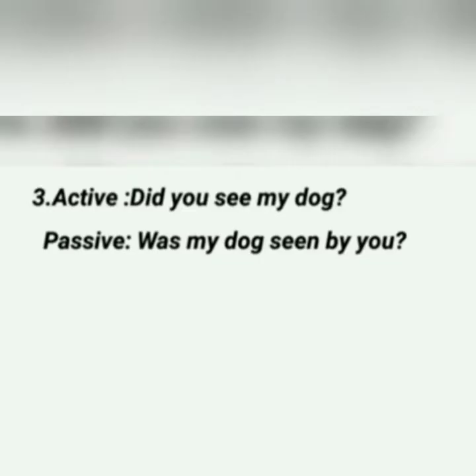Example 3. Active. Did you see my dog? This is question form. My dog is singular, so we have to use was. Now let us change into passive voice. Since it is question form, we should begin with was. Take down my dog. See, third form is seen, by. Take down you. Was my dog seen by you?